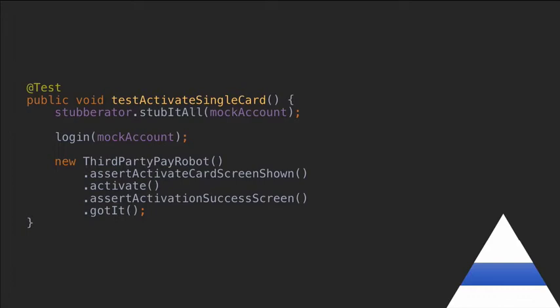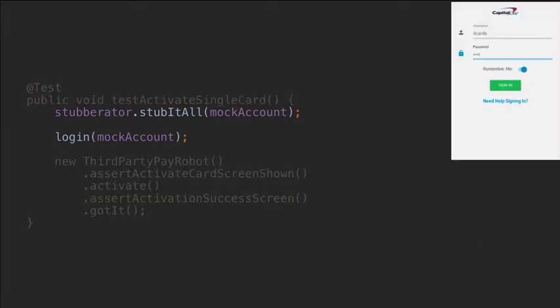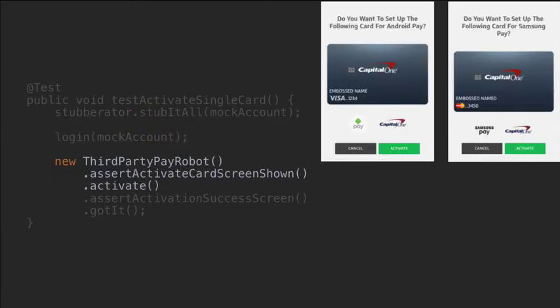So here's an example of one of these tests. This UI test is basically setting the stubs up and then doing a login, and then we're using our robot to come in and check that we got to the activate screen.